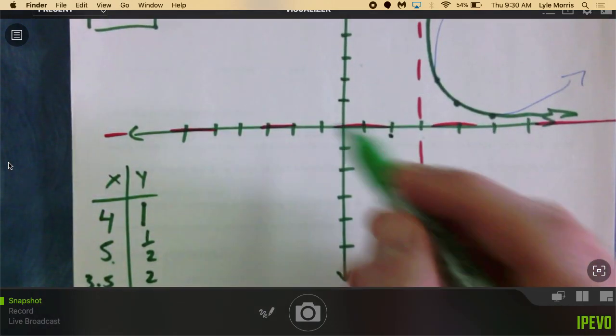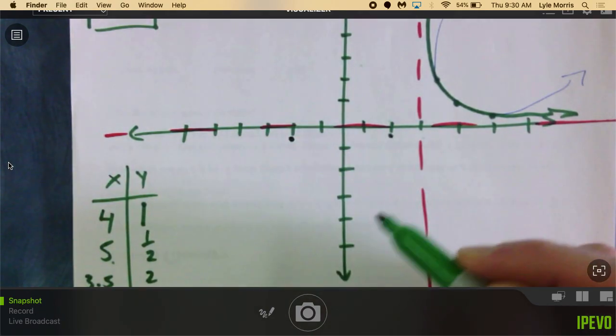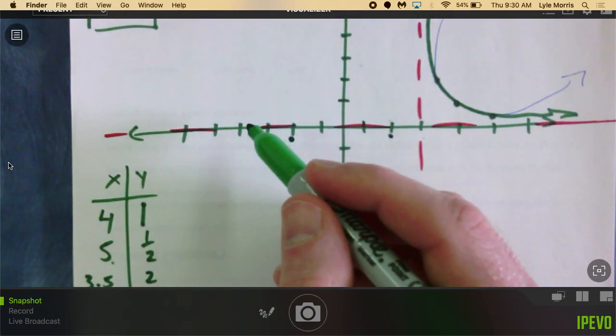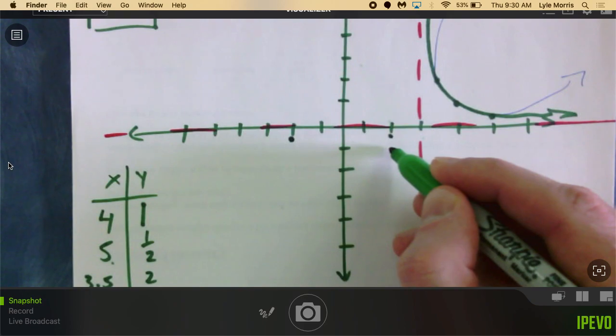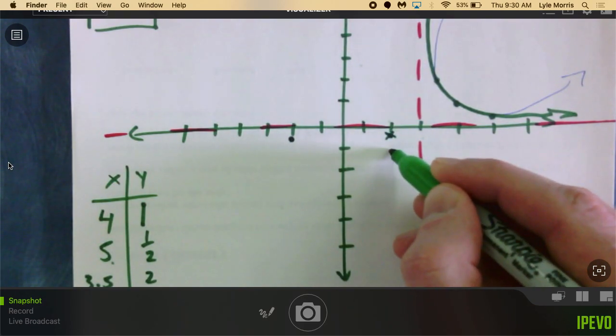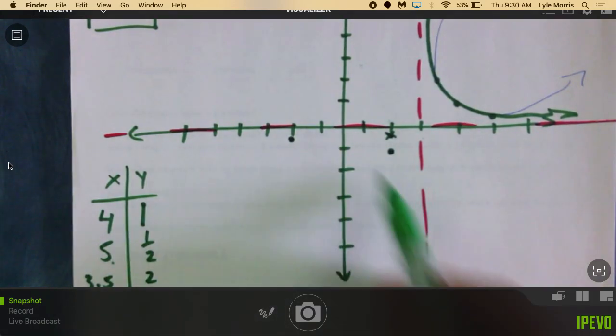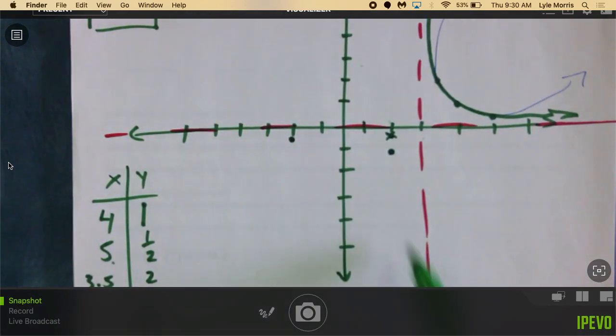That's why it's not making sense. So at -2, it would be over here. Thank you. So where x equals 2, it would be -1. There we go. Yeah, I was thinking something is not right here. Okay. So you can see this pattern emerging.